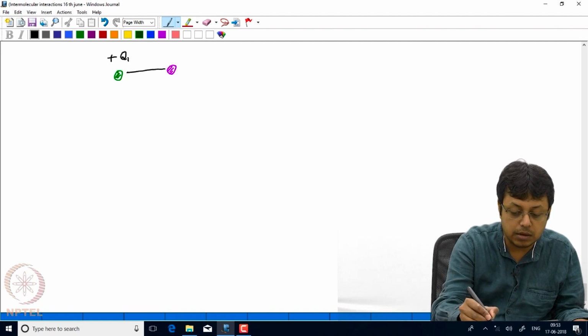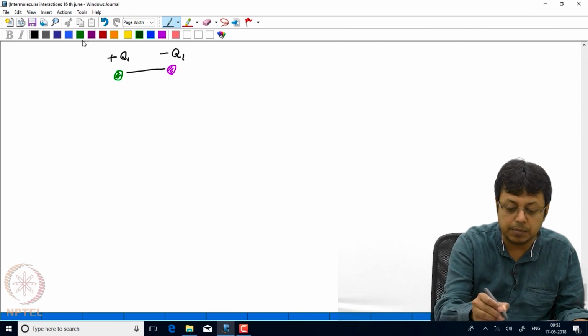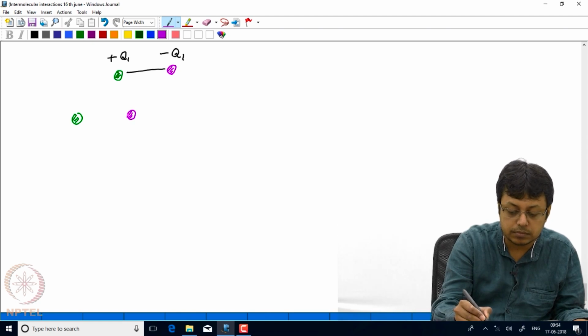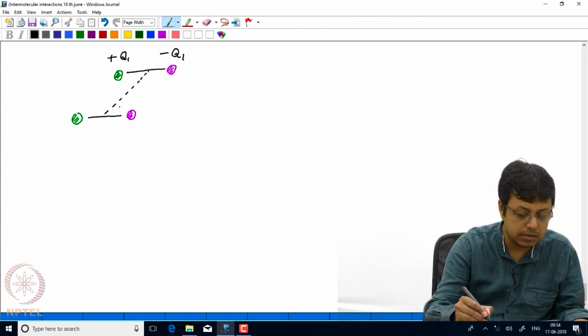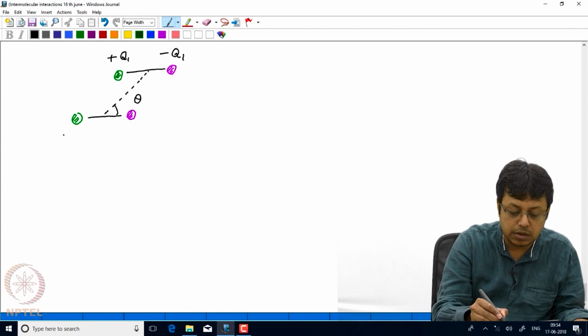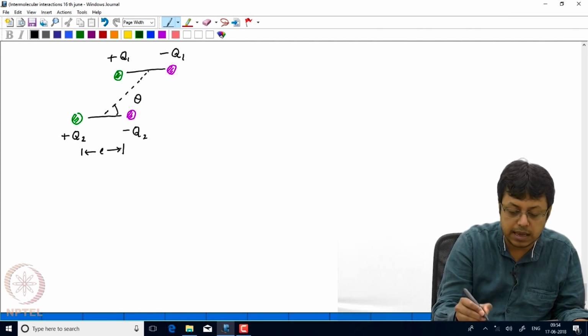So this is plus Q1 and this is minus Q1, and then suppose the second dipole has an orientation like this. So the dipoles are still parallel to each other, but there is an angle between the dipoles, and this angle let us call theta. So I will have plus Q2 and minus Q2 here, and as before, the length of the dipoles let us take to be equal. This is L, and for the length of the other dipole also we take it to be L.